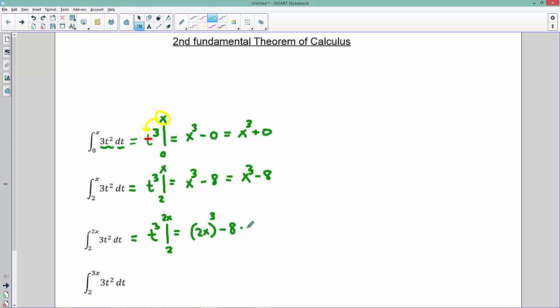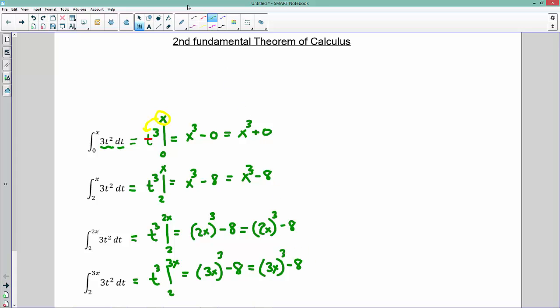Minus 8. Okay. But I'm going to leave it like this on purpose because we're going to show you what happens in a second when we take the derivative of it. And it's easier to see the result of that by leaving it like that. And the last one, t to the third, evaluated from 2 to 3x instead of 2x. And again, just to compare them, we're going to get 3x here to the third minus 8 equals, well, same thing. Okay. Nothing surprising here.